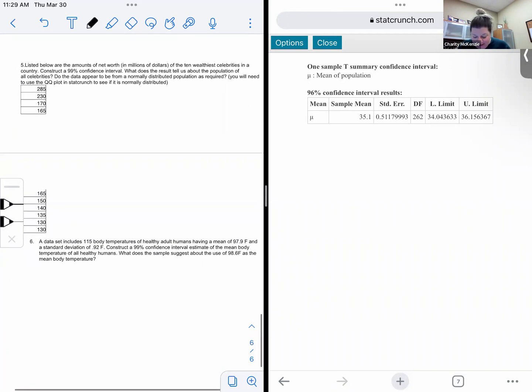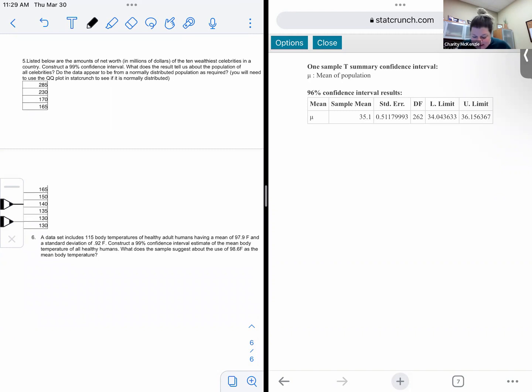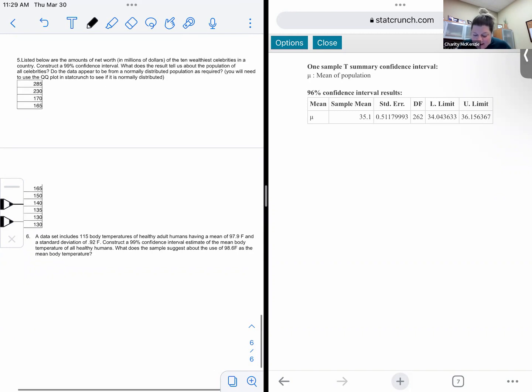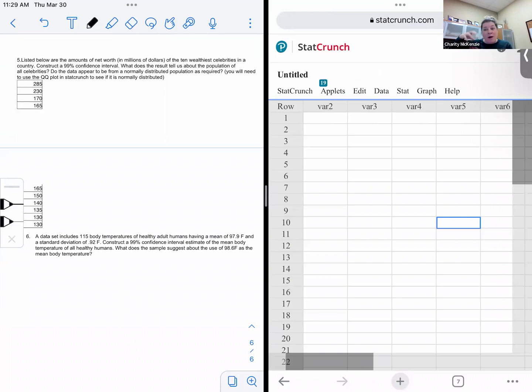So look at 5. Listed below are the amounts of net worth in millions of dollars of the wealthiest celebrities in the country. Construct a 99% confidence interval. And then we'll just start there. So we can do the confidence interval from data.